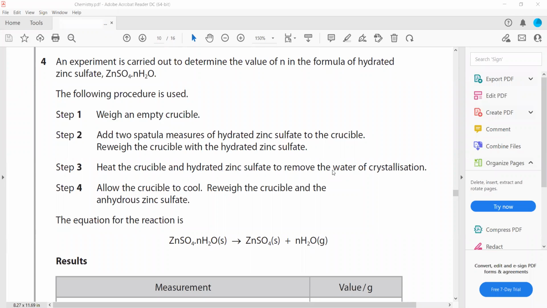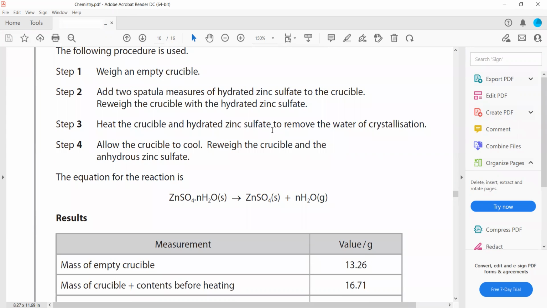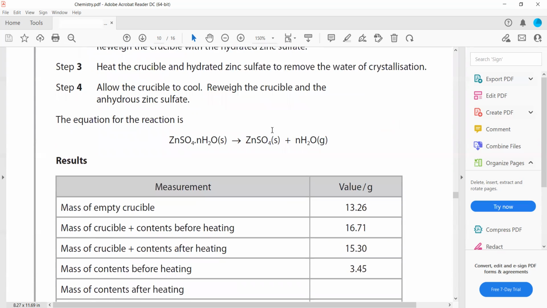So another question: an experiment is carried out to determine the value of n in the formula of hydrated zinc sulfate, how many waters of crystallization are present in hydrated zinc sulfate that we want to identify. The following steps were carried out. First, we weigh the empty crucible, then add 2 spatulas of hydrated zinc sulfate, then we reweigh the crucible, and then we heat the crucible and hydrated zinc sulfate to remove the water of crystallization and allow the crucible to cool down, and we measure the mass again.